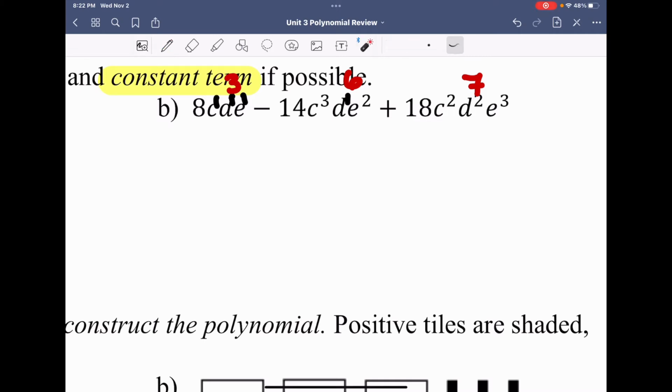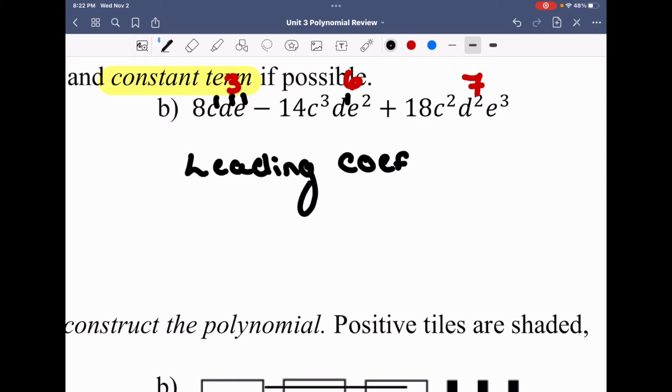What is the leading coefficient? It comes from the one with the highest degree. It is 18. So my leading coefficient is equal to 18. Now, is there any term with no D, C, or E? No. In this case, it is all terms with variables, so we have no constant term or nothing that is unaffected by the different values of C, D, and E. So I can just write below no constant.